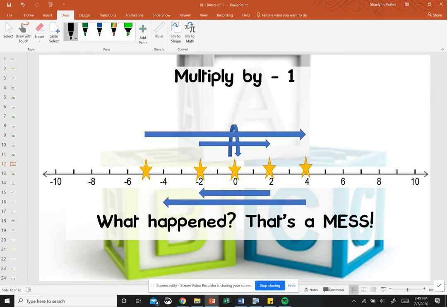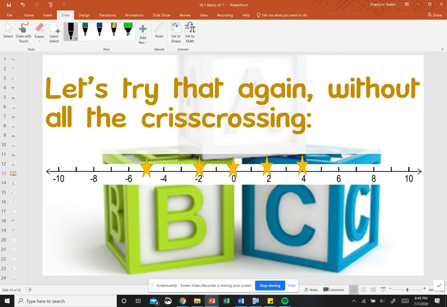So let's try this again. But instead, we're going to make sure that this star always stays away from this star the same distance. Okay? And this star stays away from that star, stays the same distance. So let's see what happens. We're going to try again. So we reset. Now we're getting rid of the crisscrossing. So what's a way that you think we could do that? Where we keep the order of these the same, but we somehow get this -5 over to a +5. How can we do that?